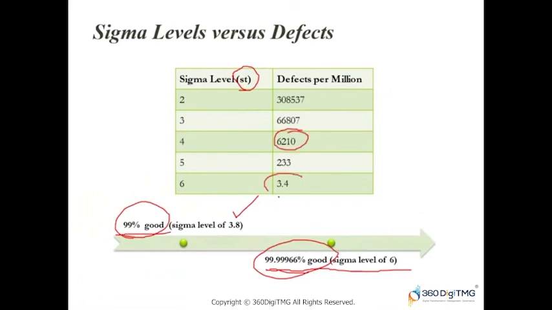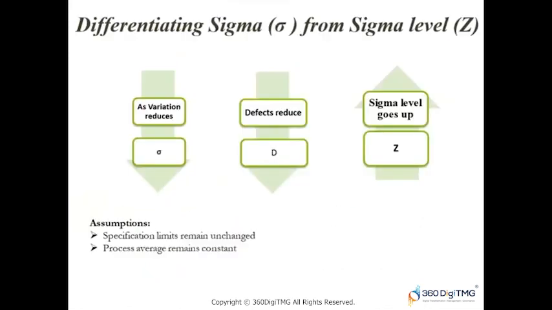6,210 defects to 3.4 defects. This is called a breakthrough methodology. All right, now let us differentiate between this and this. We have already done that in the previous slide, but let us try to understand once again. As the variation or the standard deviation reduces, the defects also reduce significantly.